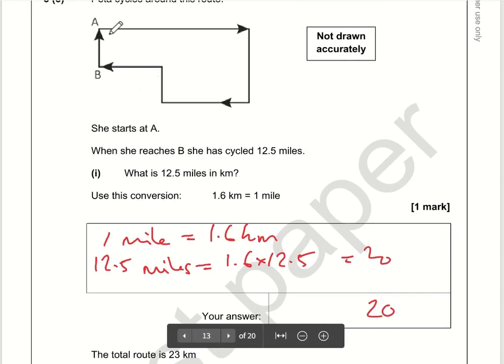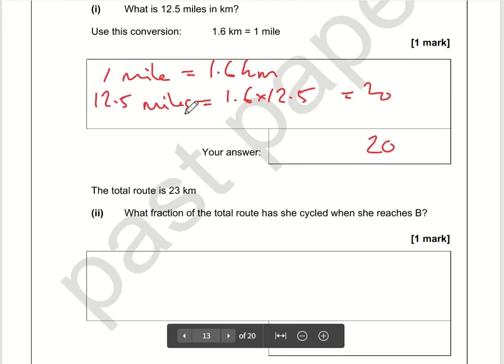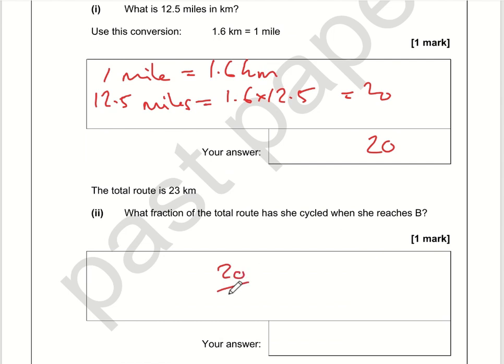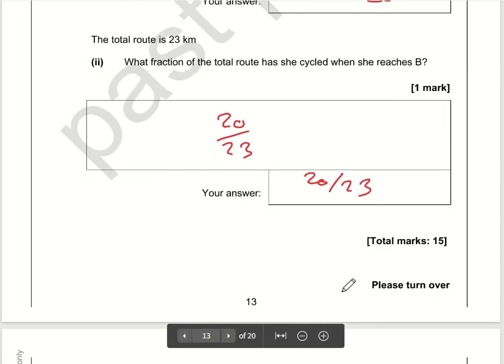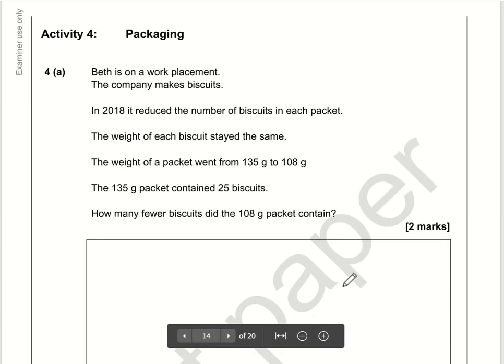So we've been told the total route is 23. So what fraction has she cycled when she reaches B? Well, that is 20 out of a possible 23. And that is the answer, 20 over 23. 23 is a prime number, so we can't simplify that fraction at all.